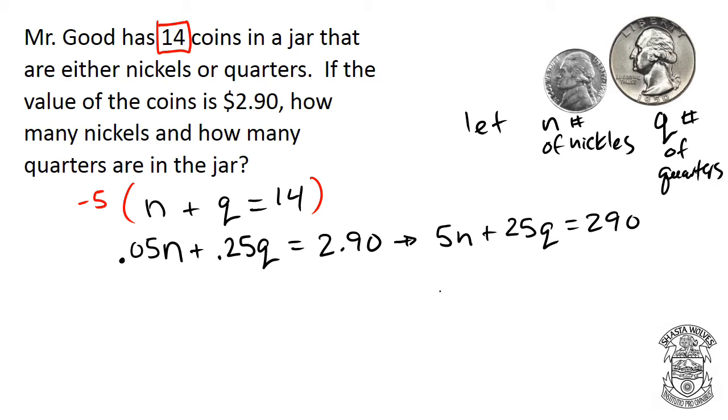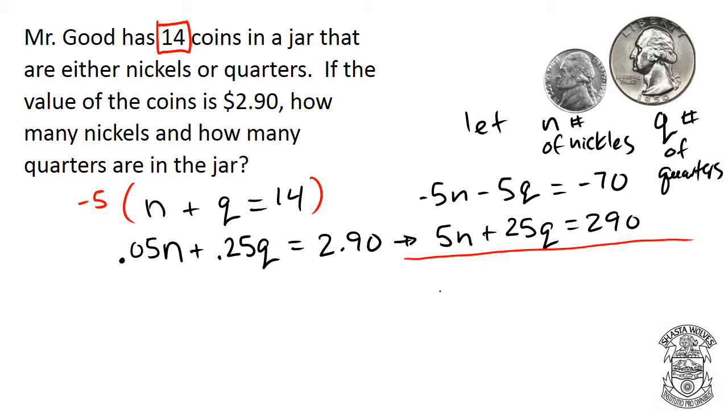When I do that, we get -5n minus 5q. I'm multiplying by -5. And then the last one on the other side, when I multiply -5 times 14, I get -70. So these are now complete.